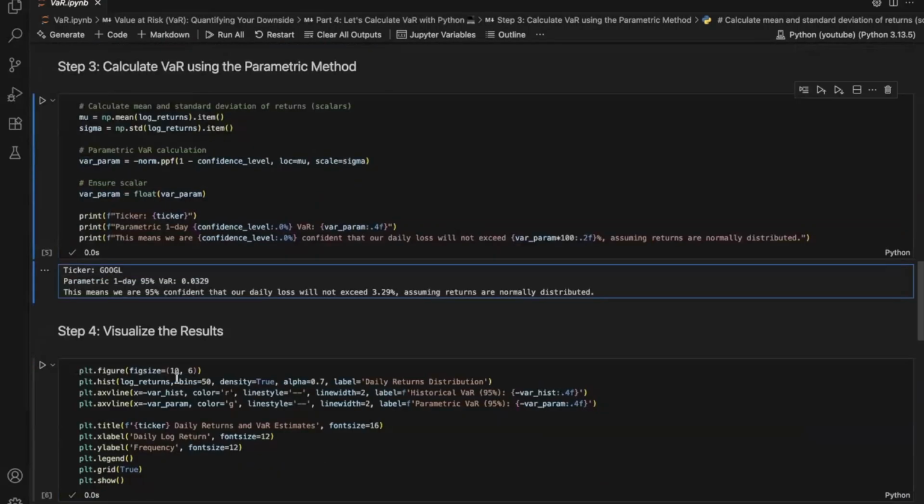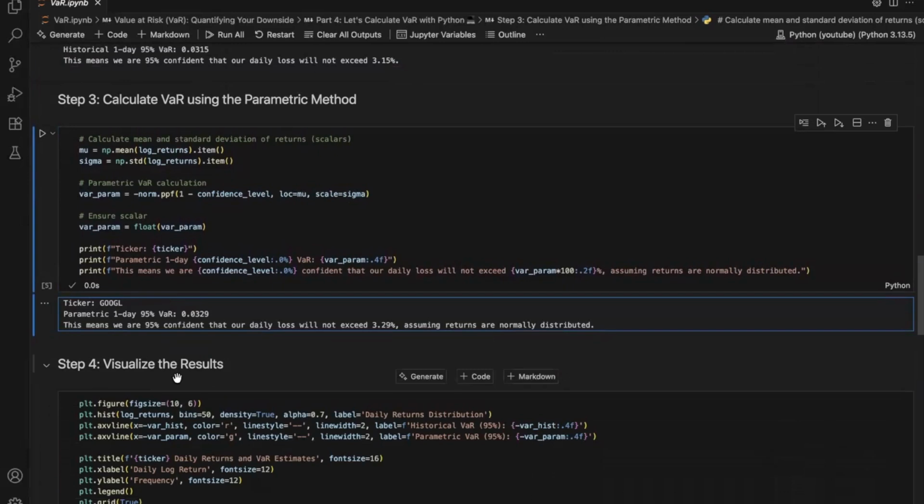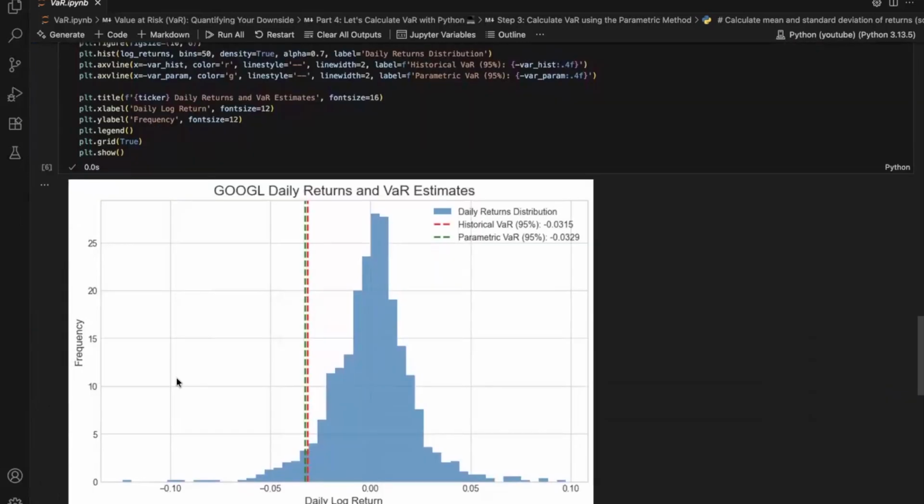Now let's visualize this. We'll plot a histogram of our daily returns and mark where our two VaR estimates fall. Here, you can see the distribution of Google's daily returns. The red dashed line shows our historical VaR, and the green dashed line shows the parametric VaR. Both are telling us where the cutoff is for that 5% worst case scenario.